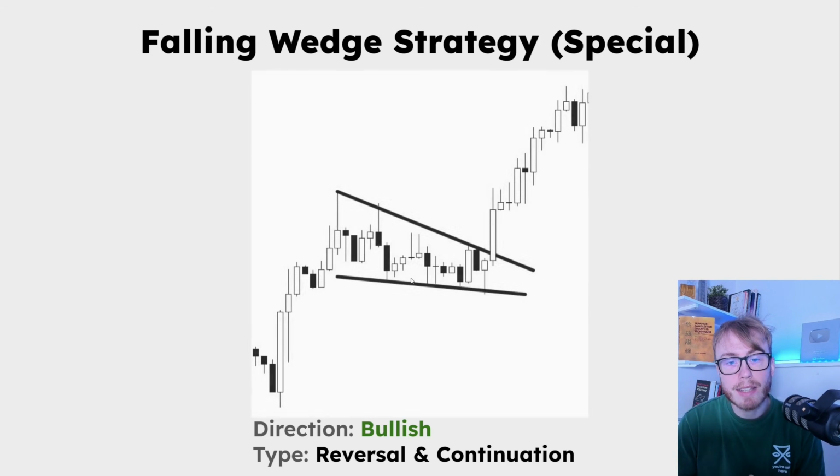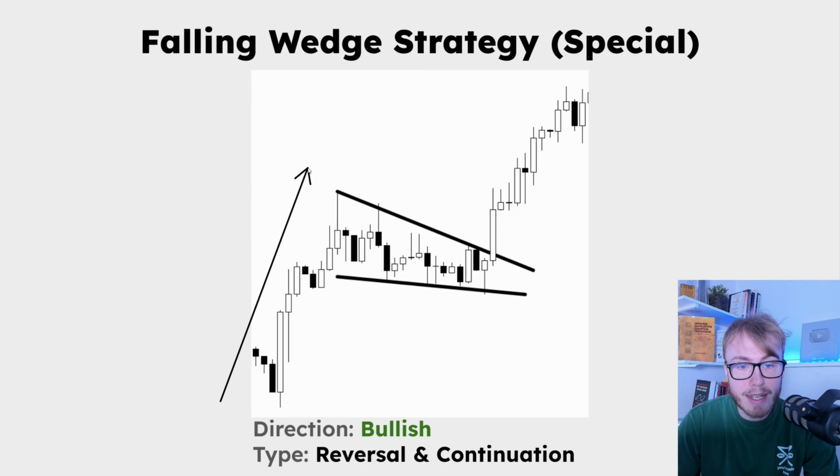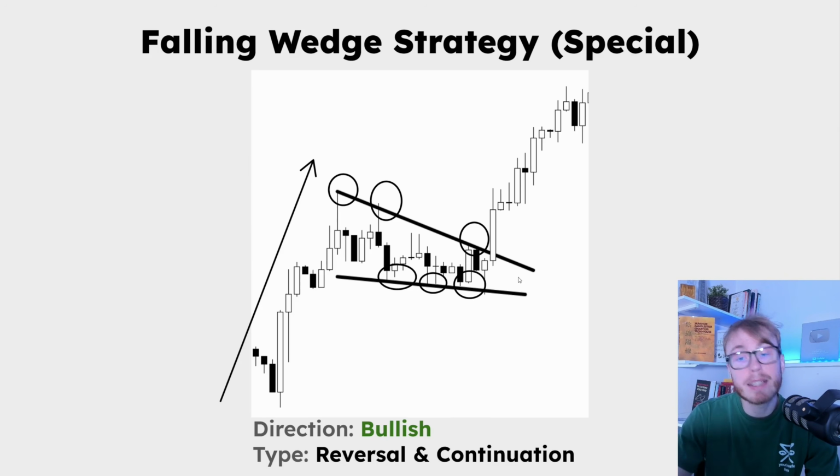So now let's take a look at the falling wedge strategy. And later on in this video, I will also show you guys the reversal version. But for now, let's focus on the continuation version. So as you can see in this example, we had a nice movement towards the upside. And then the price started to print both lower highs, but also lower lows. But what you can see on this pattern is that the upper line is more steep compared to the lower line. And this is exactly what we're looking out for.